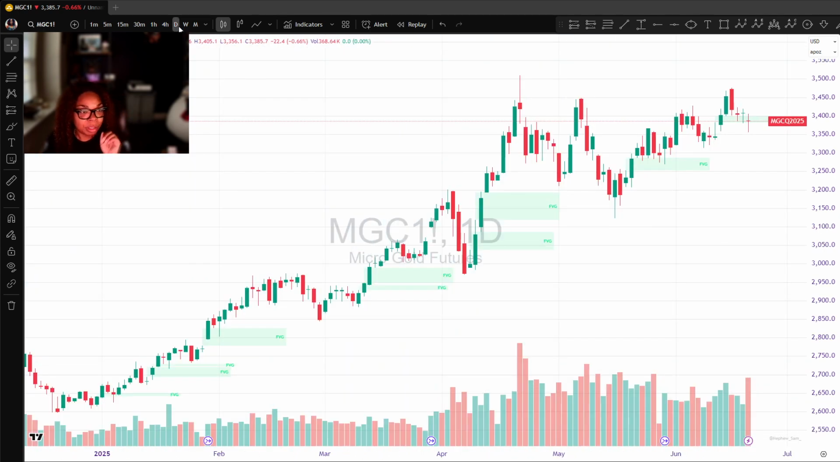I'm going to start with gold on the daily time frame. So let's go over gold, everybody. Looking at this chart, what can you tell me about gold? If you're just coming in, I don't know what level of trading you're in, but if you're just looking at this daily chart, what can you tell me about gold?